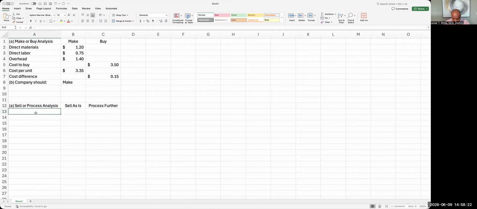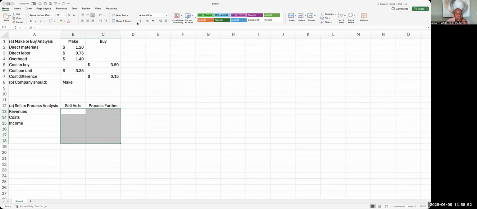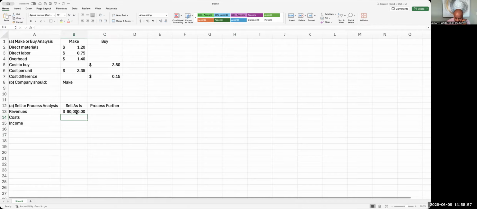If we go back to the question, it says that we want to do an income effects analysis. As we know, to come up with income, we usually consider our revenues and our costs, and that gives us our income. If we wanted to sell as is, it tells us that these can be sold for $60,000. Let me just do my dollar signs. So if I sell as is, it can be sold for $60,000.